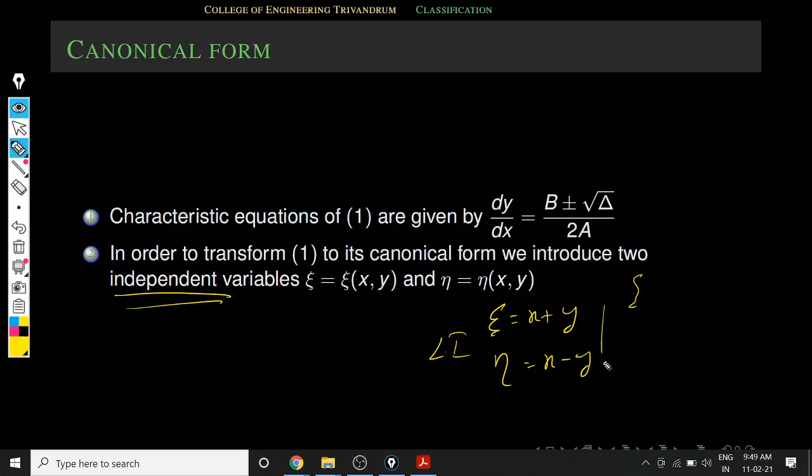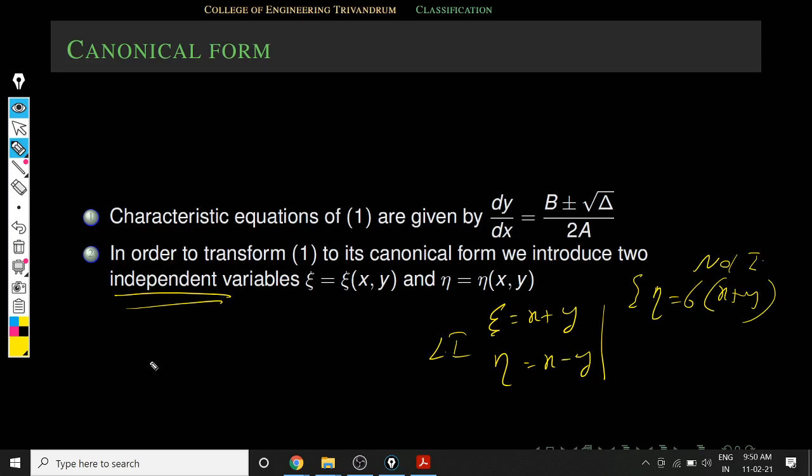Suppose we choose psi as x plus y and eta as 6 times x plus y. Then they are not independent, because here psi is x plus y, eta is 6 times x plus y. So they are not independent. But in the earlier case they are independent.